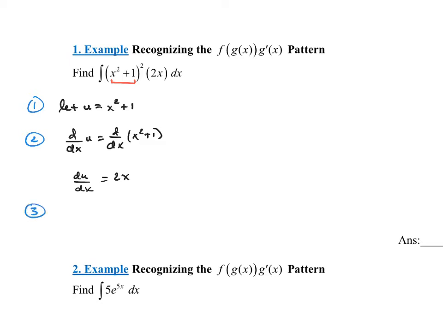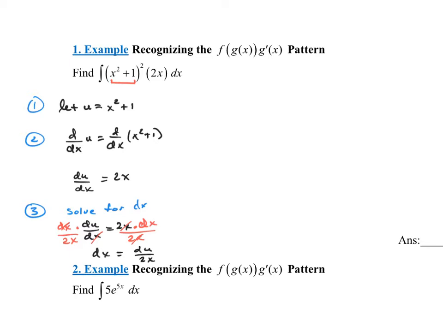Step 3 is going to be solve for dx. I'm going to write that down, solve for dx. If I were to solve for dx, I would multiply both sides. Let me show you the math once. Really all it is is cross multiplication. I'm going to multiply both sides by dx, but I'm also going to divide both sides by 2x. That's where cross multiplication comes from. So the dx's cancel on the left and the 2x's cancel on the right. And when I do that, I'd end up with dx equals du over 2x.